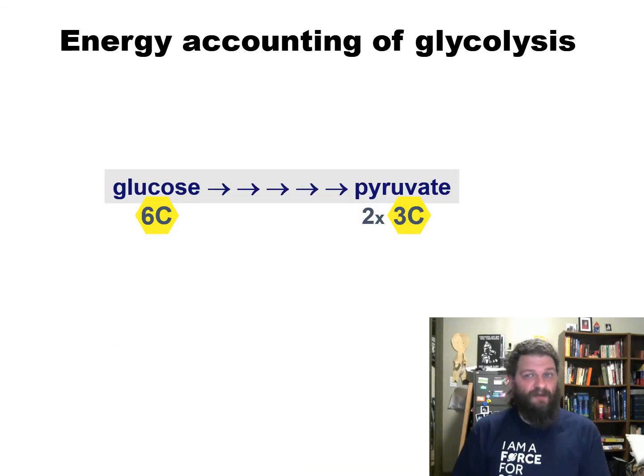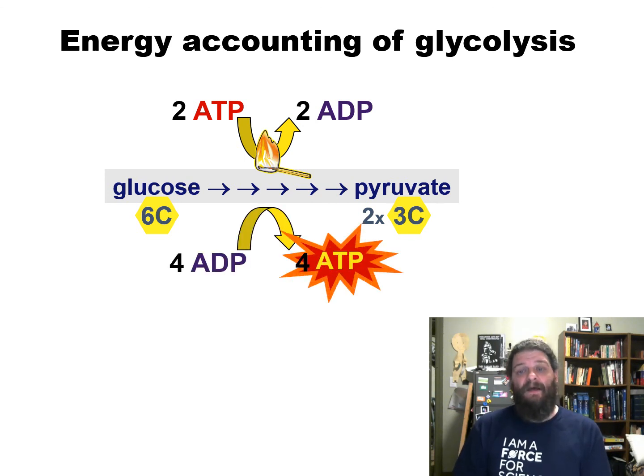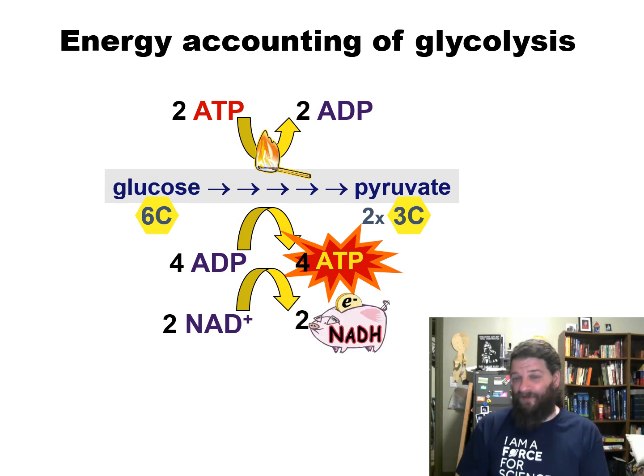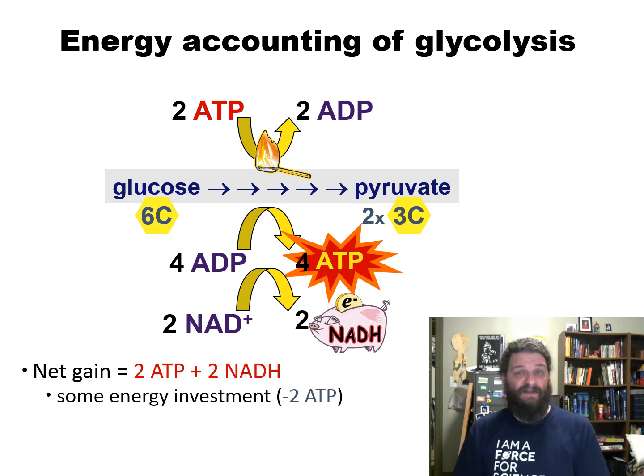To review the accounting here of glycolysis, we start with the 6-carbon glucose and convert it into 2 3-carbon pyruvates. In doing so, we're going to use up 2 ATP molecules, converting those into ADP molecules. That's the activation energy. It's always good to have a good example of activation energy. The result is going to take 4 ADP molecules and make 4 ATP molecules, as well as creating these 2 NADH molecules, which are going to be important later on.